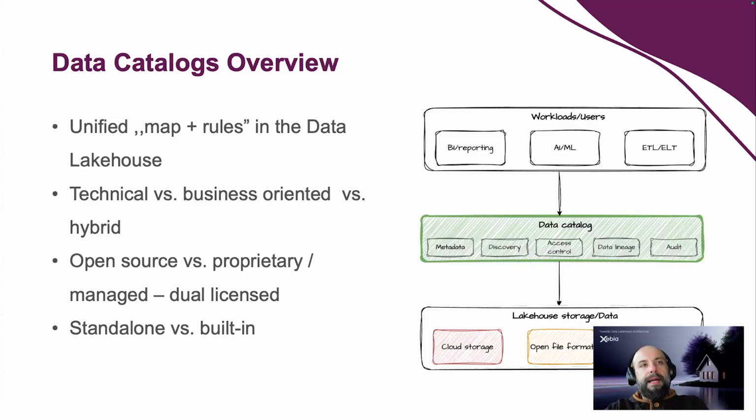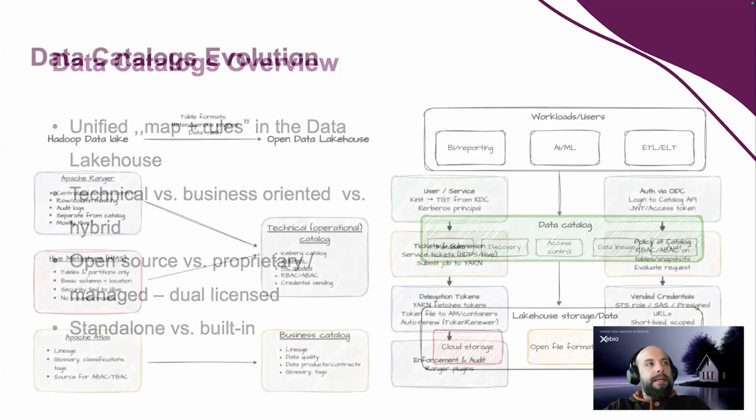So a data catalog is a layer between workloads, users, and lakehouse storage data. It is a layer that can help you navigate and enforce rules for your data.